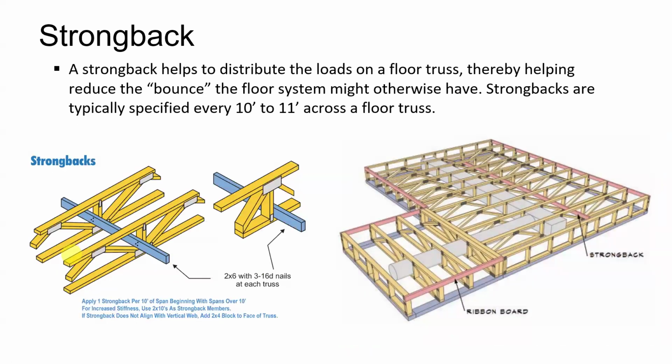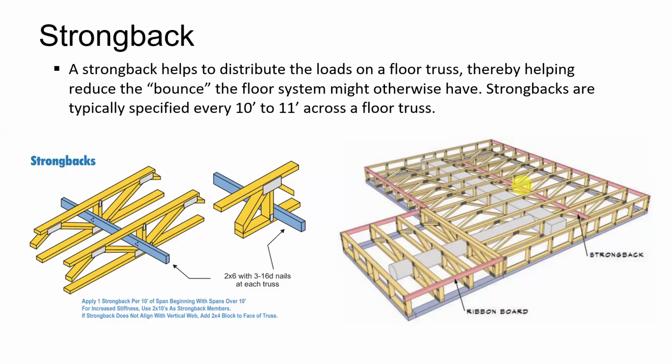So we talked about our ribbons. Now let's talk about our strong backs. So strong backs help distribute the load. Like if I'm putting a lot of load on one of these joists, or these trusses, I should say, the strong back, as it sags down, will spread some of the load to the adjacent trusses. And it kind of stiffens the floor system and reduces the amount of bounce that floor system might have.